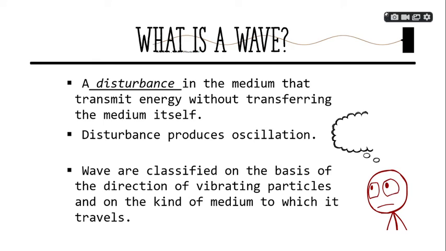So, waves are classified on the basis of the direction of vibrating particles and on the kind of medium through which it travels. Yes, waves could be classified according to, first, the particles' movement along with the wave direction, and second, on the basis of the medium through which a wave can pass.